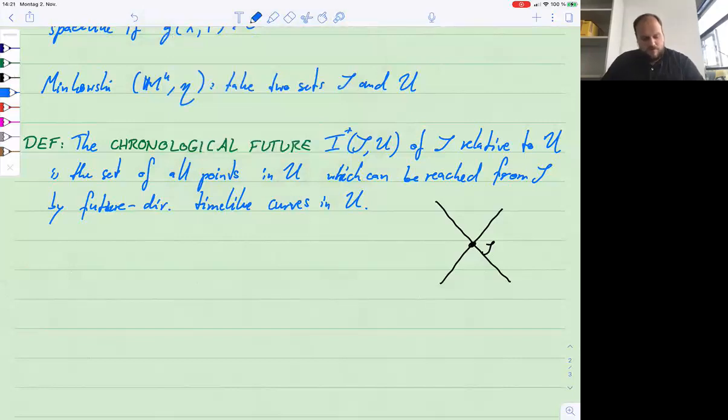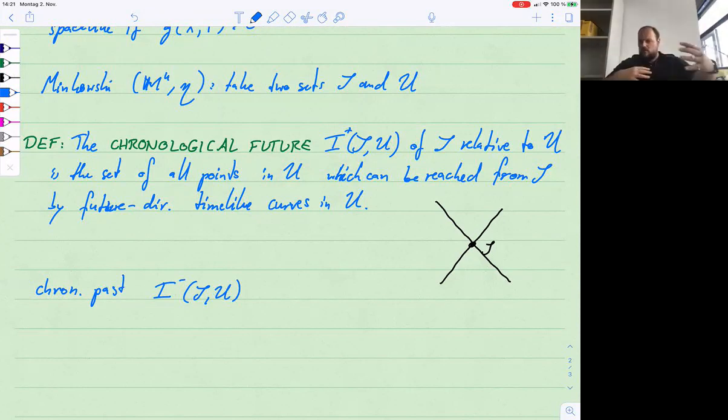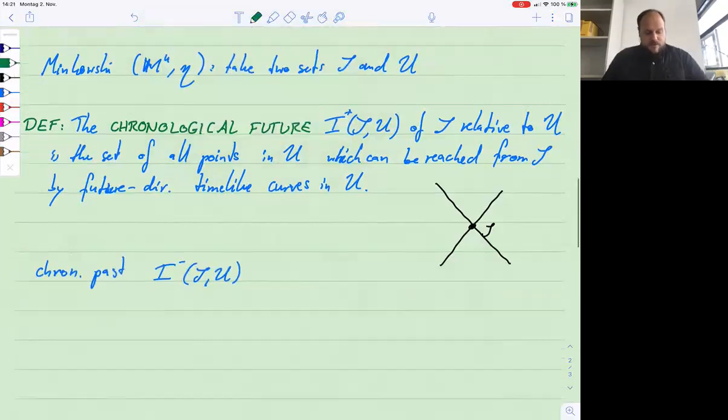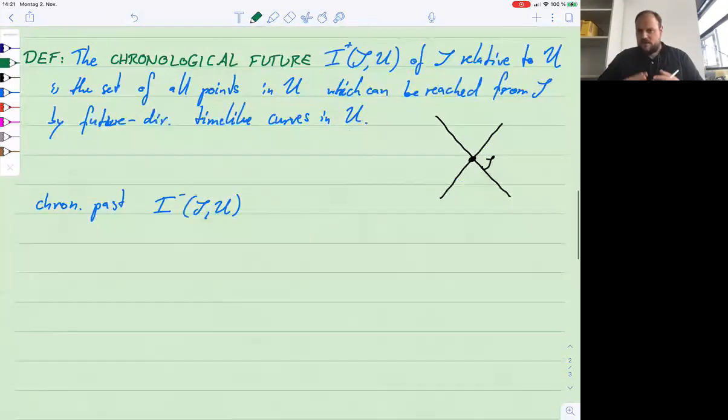The chronological past is then defined as I minus of S relative to U. This thing is rather basic. It tells us, okay, I have two sets, and they can communicate with each other with time-like curves. Nothing super fancy, but we now want to extend it to causal curves, and that allows us to define the causal past and the causal future.